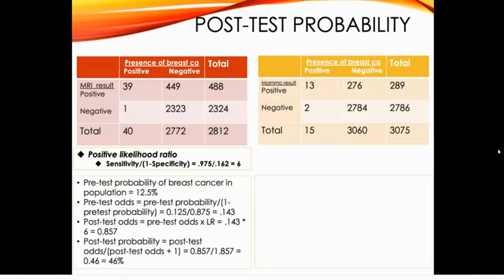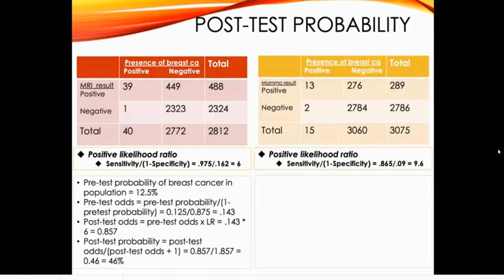That means if somebody comes into the clinic, has a pretest probability of breast cancer of 12.5% and has a positive MRI, her post-test probability of having breast cancer is 46%. Now let's compare it to the positive mammogram.